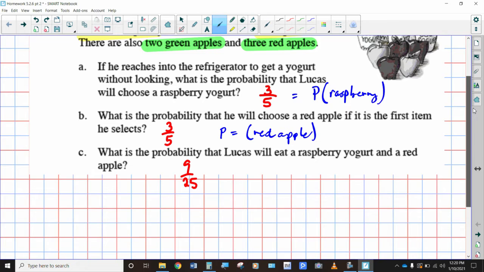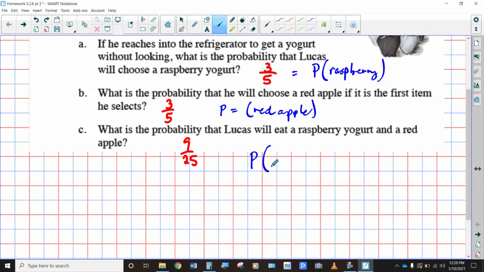So now is where we get into the compound events. If you want to find the probability of getting a raspberry yogurt and also grabbing a red apple, you have to take those probabilities, 3/5 and 3/5, and multiply them together, because you do have a 3/5 probability of getting a raspberry, but you could grab a green apple, which would ruin everything, right? Think of this as you're playing a game or a competition. In order to win, you've got to get both the raspberry yogurt and the red apple on the very next time. So the probability becomes even more challenging.